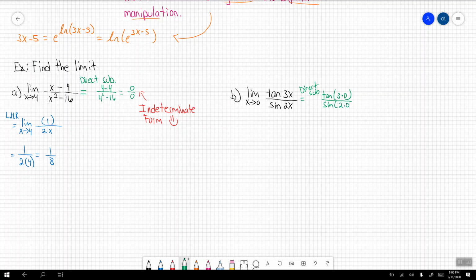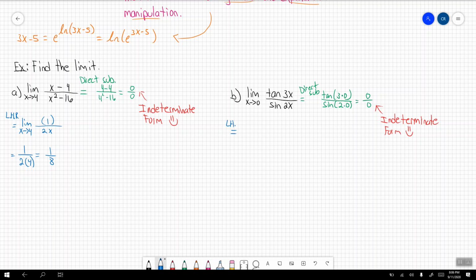Tangent of 0 is 0, sine of 0 is 0. Therefore, once again, we have arrived at the indeterminate form. And again, we're happy about this. We're good because now that we have arrived at an indeterminate form, we can apply L'Hopital's rule.